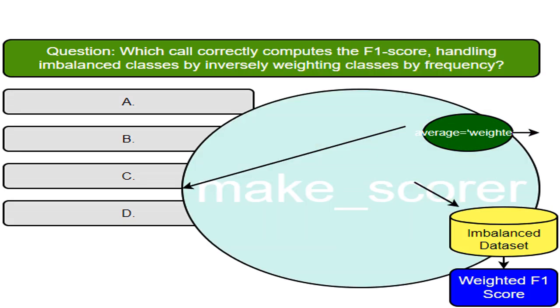This function, also from Scikit-learn, creates a scorer object. A scorer is a callable object that can be used by Scikit-learn's model selection tools, such as GridSearchCV or cross_val_score to evaluate model performance. It takes a scoring function, like our f1_score, and returns an object ready to use.